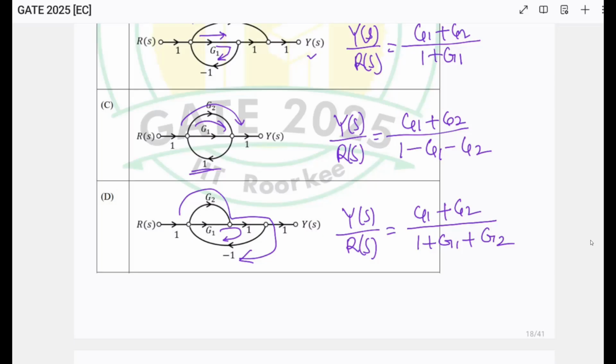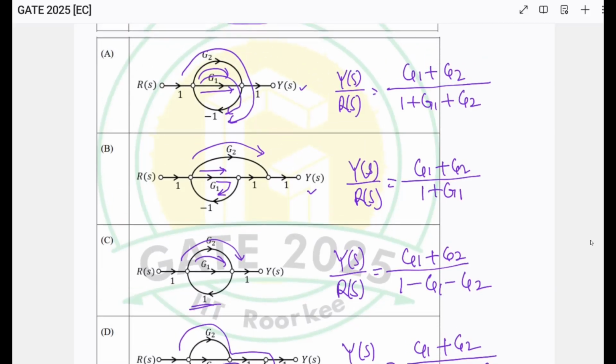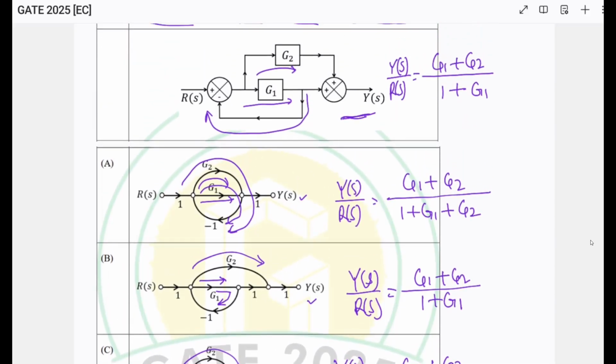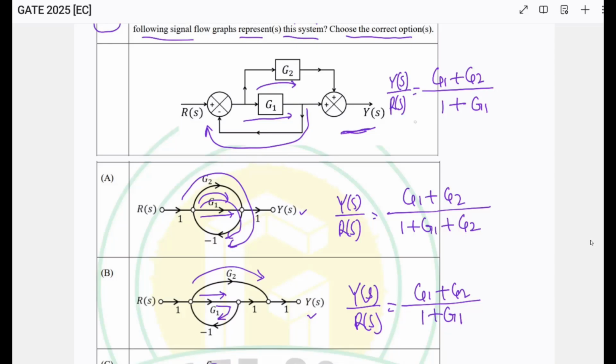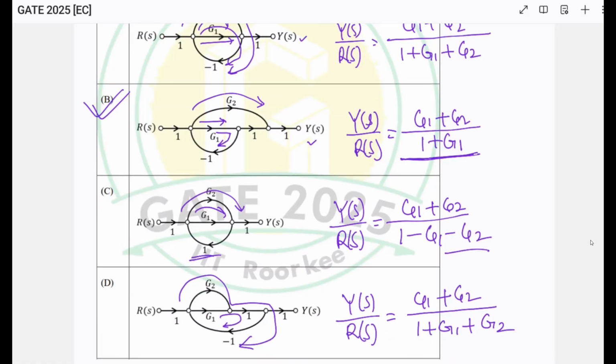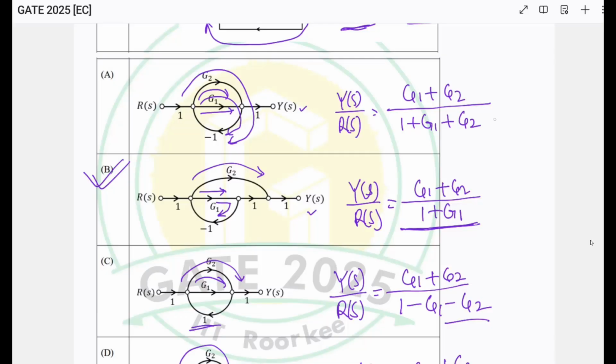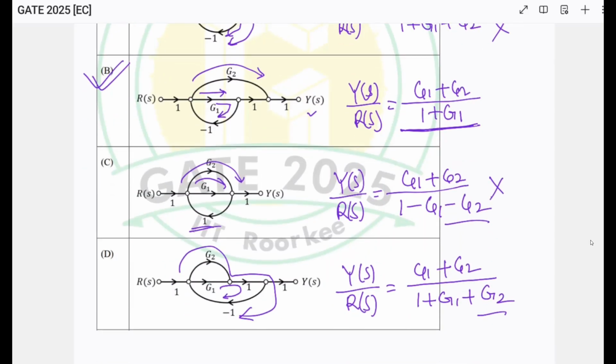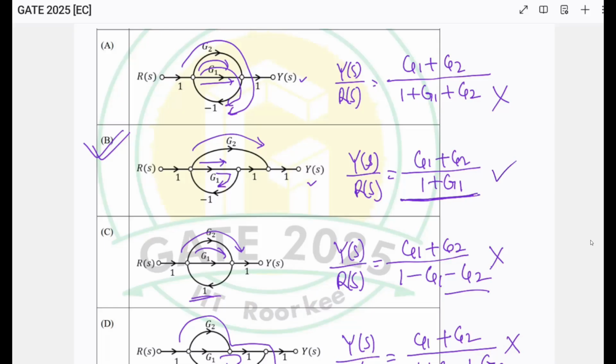So if I match with the options, the transfer function of this block diagram will be G1 plus G2 divided by 1 plus G1. So let me find. It is matched with this. G1 plus G2 divided by 1 plus G1. So option B is correct for this question. Other options are mismatched. You can check, all are mismatched. So option B is correct for this question. Thank you.